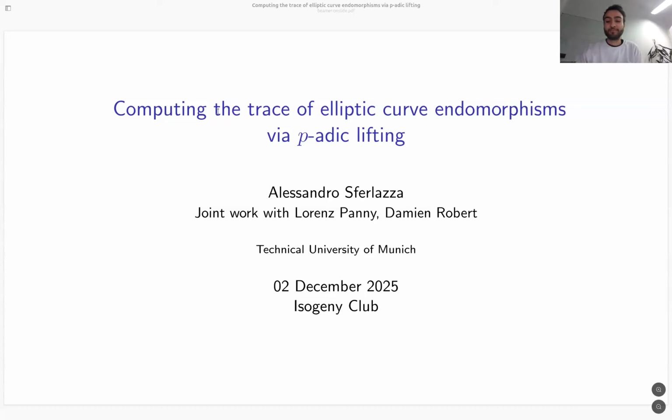Thank you. Hi, everyone. Thanks for having me here, and for the lovely introduction. So today's project focuses on the computation of traces of elliptic curve endomorphisms using the theory of p-adic lifting. It's a recent joint project with Lorenz, Panny, and Damien. They're both in the audience in case you have very hard questions. And so, yeah, let's start.